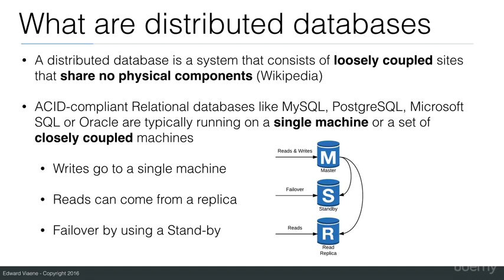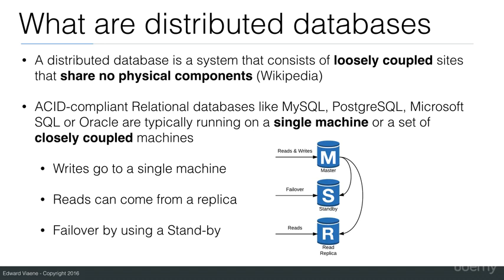Reads can come from any replica, which means that we can add as many servers as we want, but we cannot send writes to them. We can only read from them. Of course, we can always read and write to the master, but we can only read from any read replica.